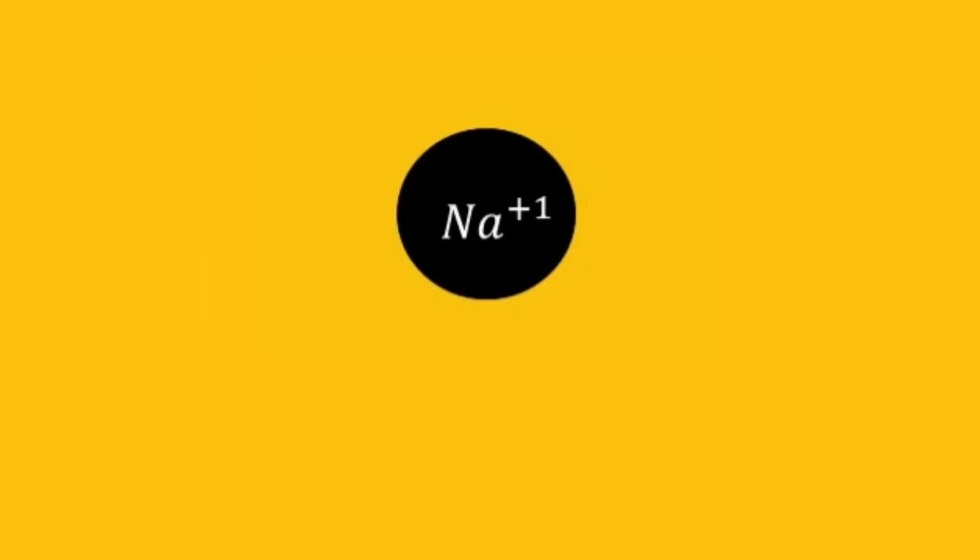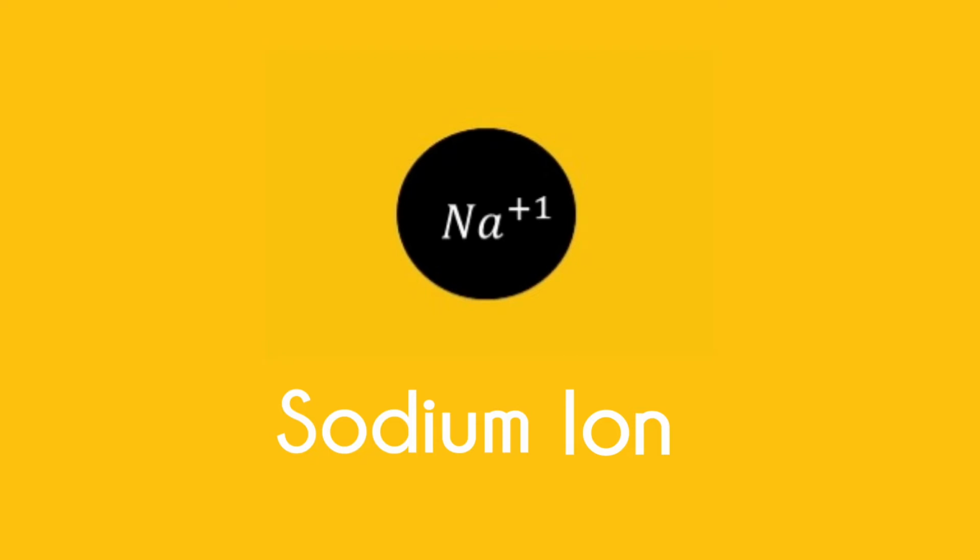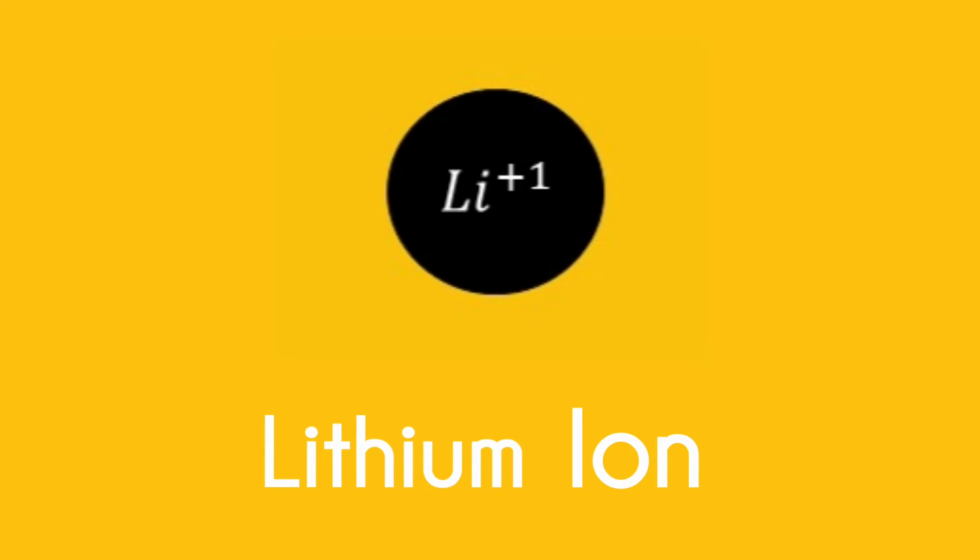Now let's try this example. For this example, we have sodium. And we know that to name this, we have to take its name and add the word ion. So, the nomenclature of sodium is sodium ion. Another example is lithium. So, we take its name and add ion. So, the nomenclature of lithium is lithium ion. Other examples are listed below. Pause the video and try to answer them yourselves.